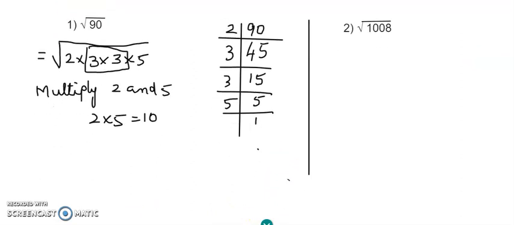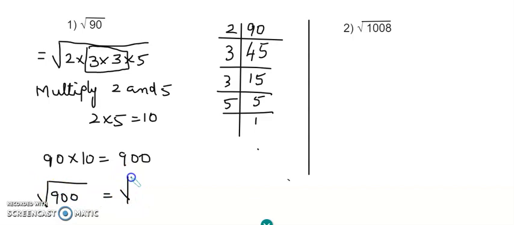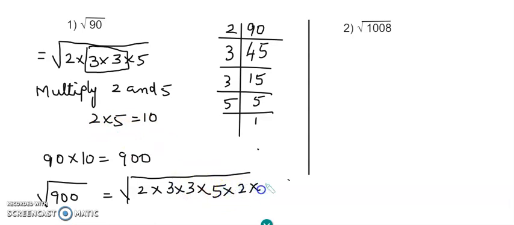So let's multiply it. If I'm multiplying the question by 10, it will become 90 times 10, which is 900, right? Therefore, the square root of 900 is what we have to find at the end. The square root of 900 will be equal to the factors we already have: 2 multiplied by 3 multiplied by 3 multiplied by 5, and the two new numbers, 2 and 5, which we are going to multiply. Now I have 3 in doubles, 2 in doubles, and 5 in doubles, so I have a pair of 2, 3 and 5.